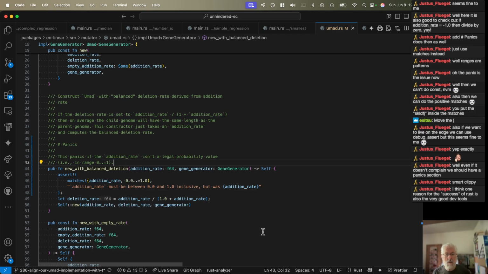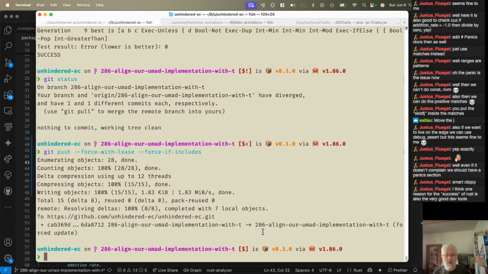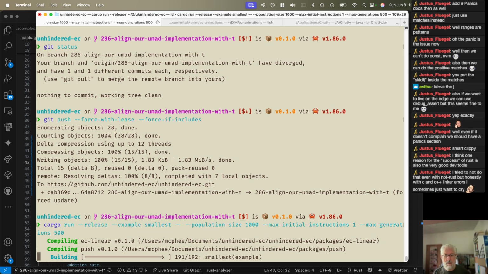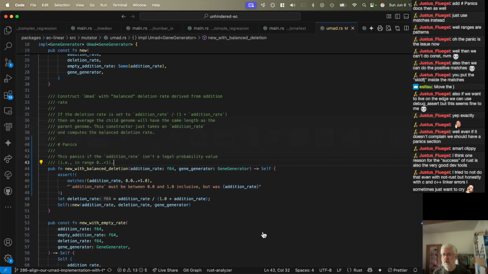Okay, so cool. So that, I think, improves that universe. And just be paranoid, because I like being paranoid. We can run something to make sure stuff still works. Whee, it does.